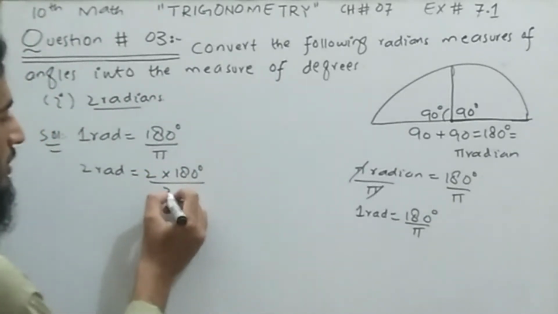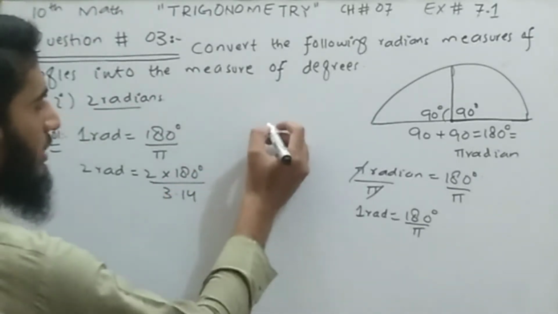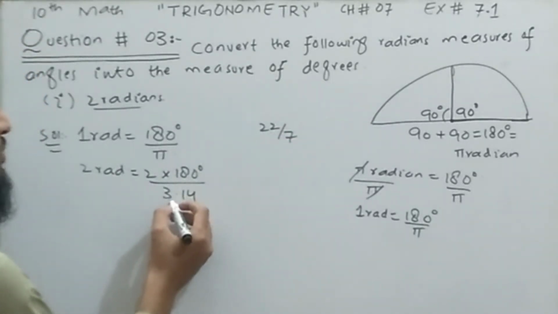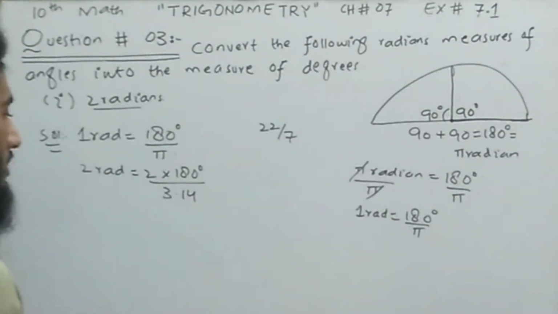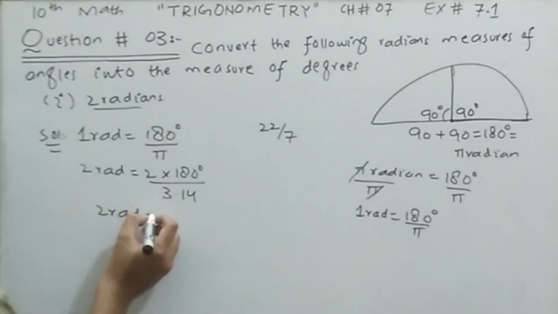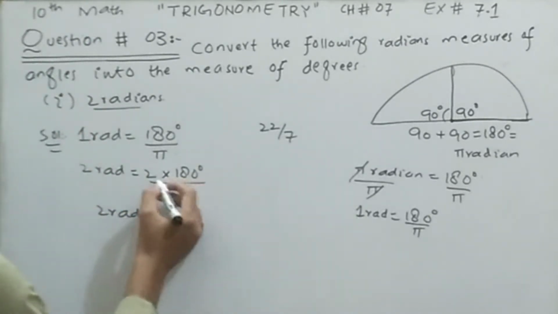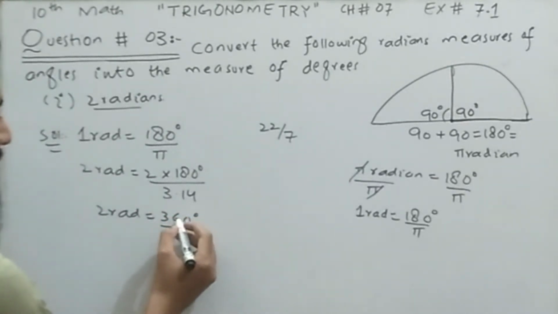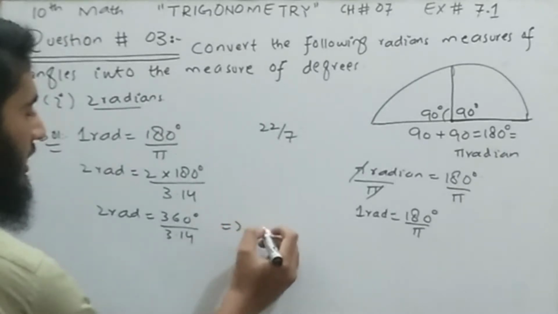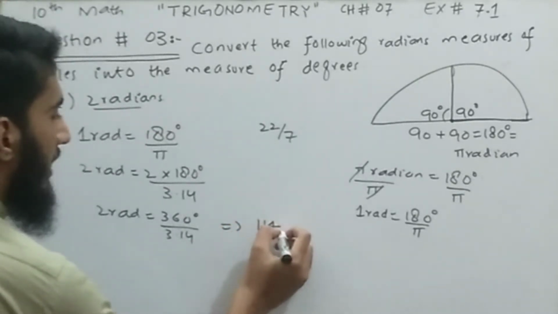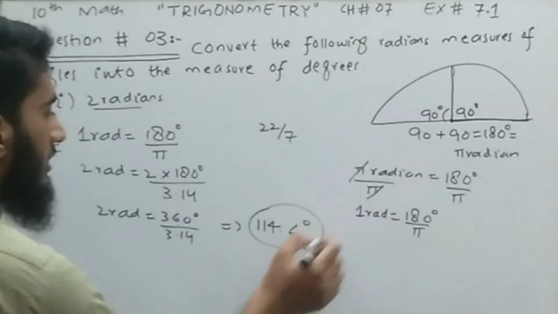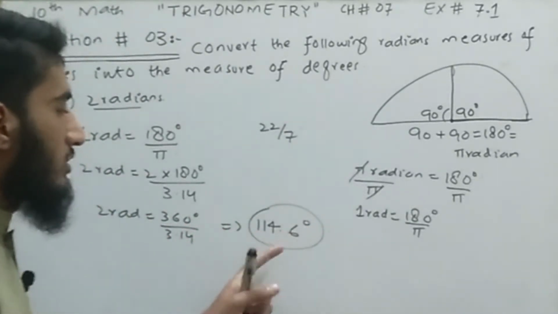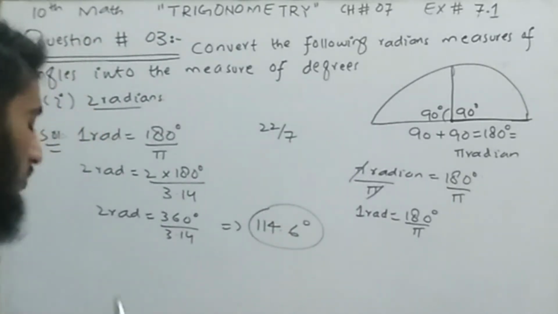You know that pi is approximately 3.14. The exact value of pi is 22 divided by 7, and when we divide 22 by 7, it gives an approximate value of 3.14. So 2 radian will be equal to 180 multiplied by 2, which gives 360 degrees, divided by 3.14. When we divide 360 by 3.14, it gives the result 114.6 degrees. So the value of 2 radian in degrees is 114.6 degrees. This is the required degree form for 2 radian.